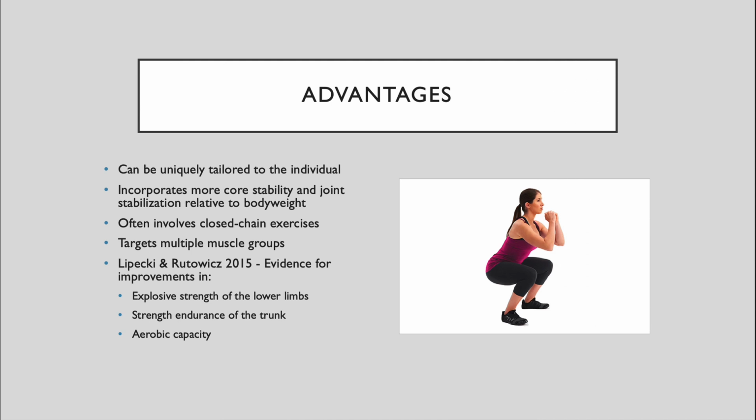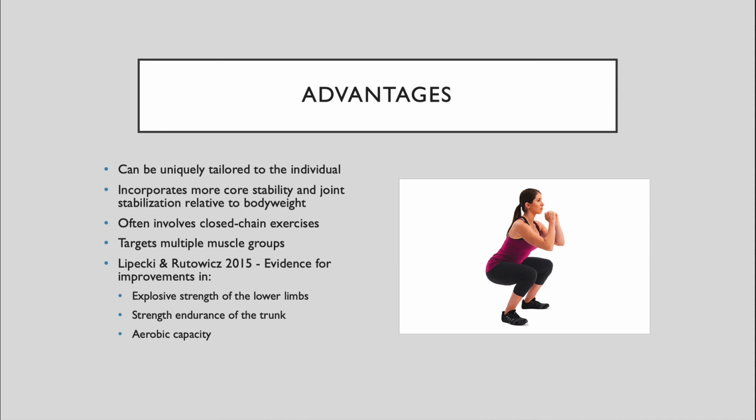Closed chain exercises basically describe exercises that involve joint movement away from or toward an anchored body part, and usually incorporate movements of multiple joints. An example would be the squat, as shown here. As you can see, the feet are remaining in contact with the ground throughout the movement of the body downward. So this here would be considered a closed chain type of exercise.